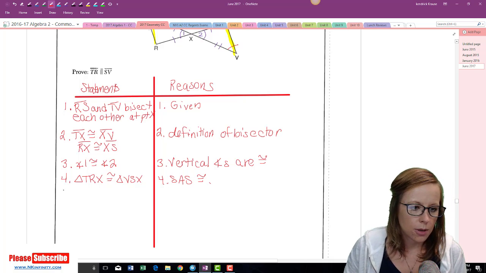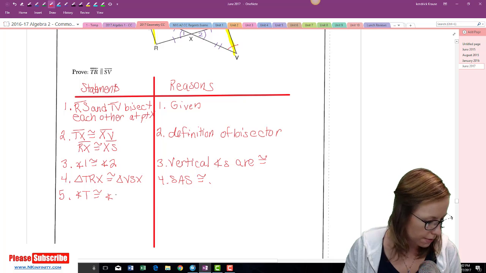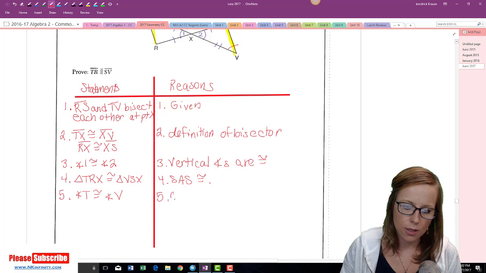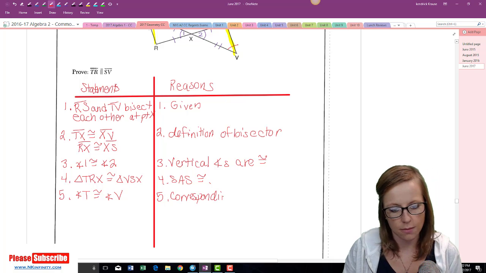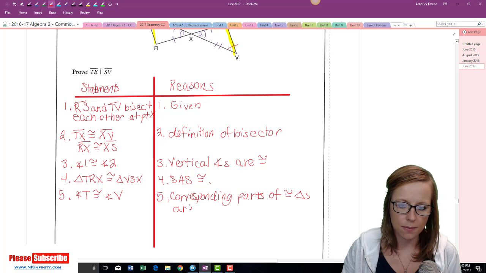All right, so number 5. Angle T is congruent to angle V. Corresponding parts of congruent triangles are congruent.